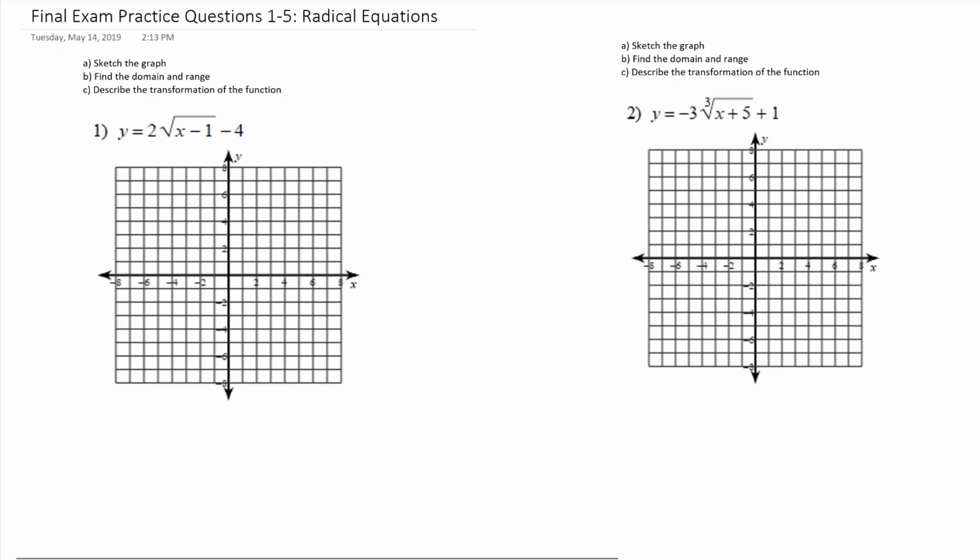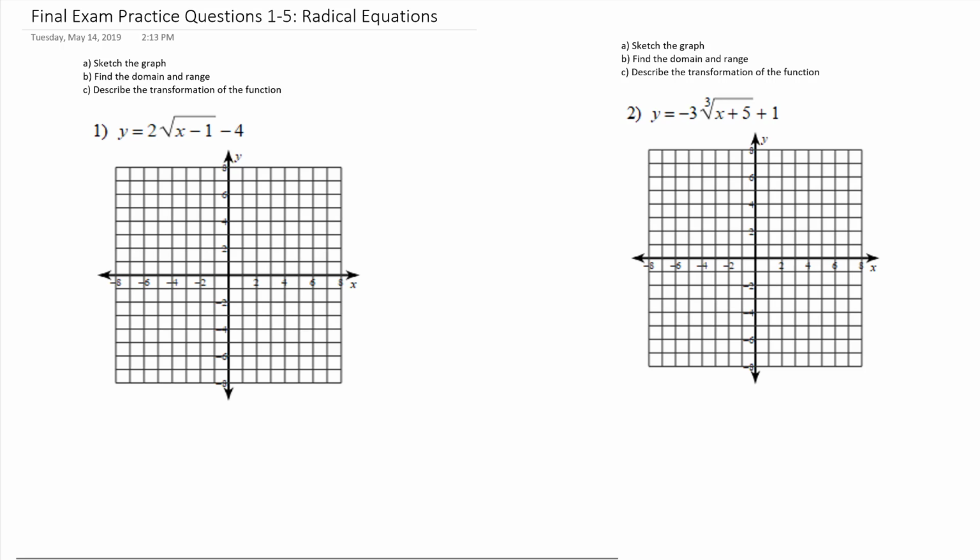First thing we want to do is look at radical equations. Specifically, we're going to graph, talk about domain and range, find some shortcuts to do with that, and also talk about transformations, because we remember the transformations were all going to be the very important parts of this course. So the first thing we want to do is sketch the graph.